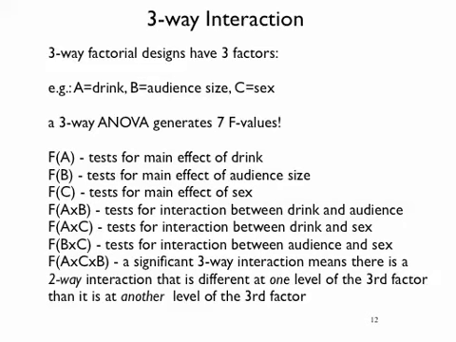And you'd end up with seven different values for F. You'd have an F for the main effect of drink type, an F for the main effect of audience size, a third F for the main effect of gender or sex, and three two-way interactions. You'd have a fourth F, this one testing for the interaction between drink and audience, this one testing for the interaction between drink and sex, this one testing for the interaction between audience and sex, and you would have the possibility of a three-way interaction.